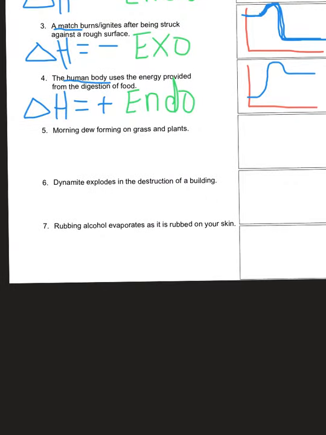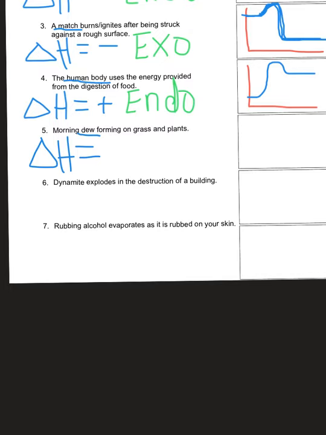Morning dew forming on grass and plants. This one can be tricky, okay? Morning dew. What's dew? How does dew form? You get all the water in the air, and those water molecules clump together until they form a liquid droplet of dew. So we have gas to a liquid, okay?